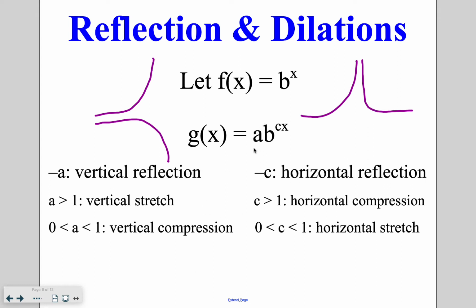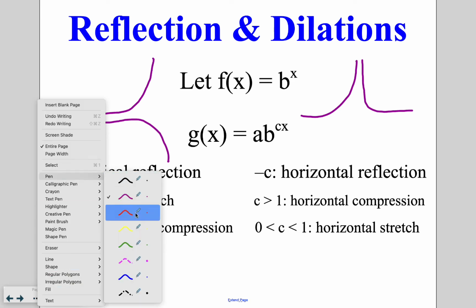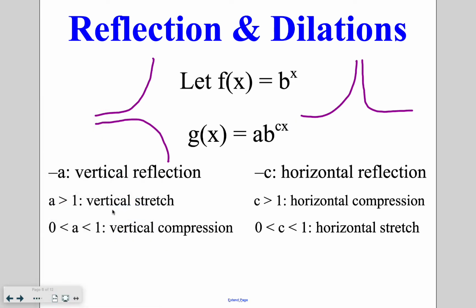Then, going back to this number in front, if that a value, the number in front of that function, is greater than 1, it means there is a vertical stretch occurring. So it means the graph would be taller than the original function. If it's between 0 and 1, so a decimal or a fraction between 0 and 1, then that function would be getting flatter. It would be squished down compared to the original slope that it had.